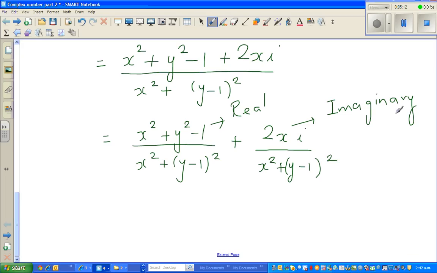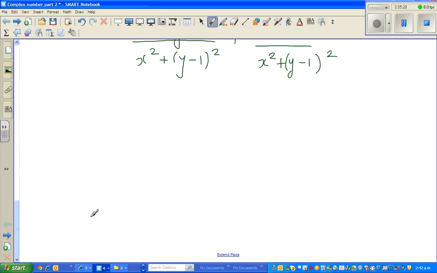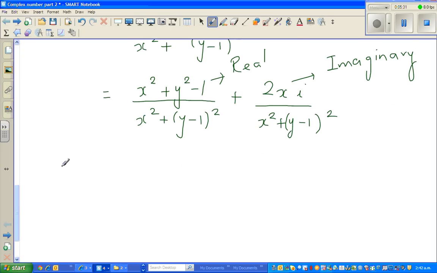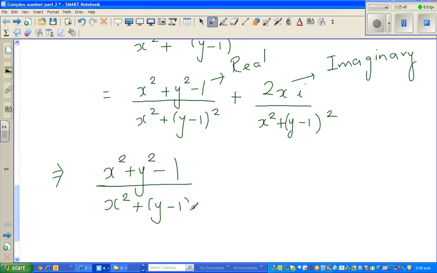Now, as the number is completely imaginary, this has to be zero. There is no real part. Basically, what they are telling us is that the real part is zero, and that's the key part of this question. So now you say, therefore, this implies x squared plus y squared minus 1 over x squared plus y minus 1 squared should be equal to 0.